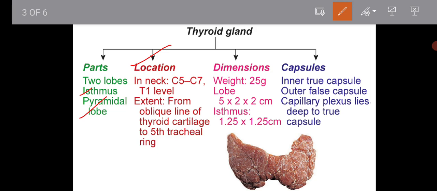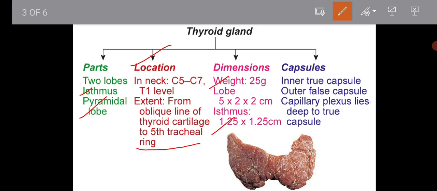It is located opposite the C5 to C7 cervical vertebrae and T1, and it extends from the oblique line of the thyroid cartilage to the fifth tracheal ring. And the dimensions: weight is 25 grams, and each lobe is 5 into 2 into 2 centimeters, the isthmus 1.25 to 1.25 centimeters.